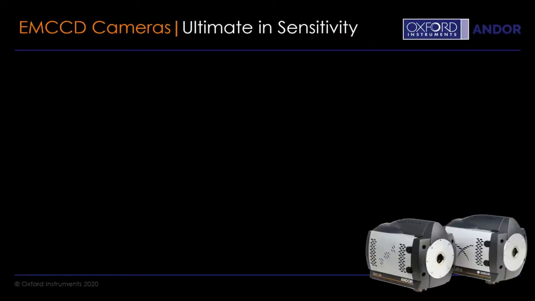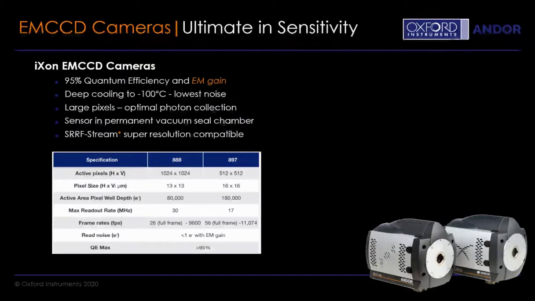EMCCD cameras have long been known for the sensitivity that they can provide, and that remains very much true today. With the iXon EMCCD cameras, they have 95% quantum efficiency, so 95% of photons are being collected and converted into electrons, but critically they also have EM gain, which we will mention. And these cameras also have deep cooling down as low as minus 100 degrees C, so that ensures the lowest noise floor, which is very important for EMCCD cameras.